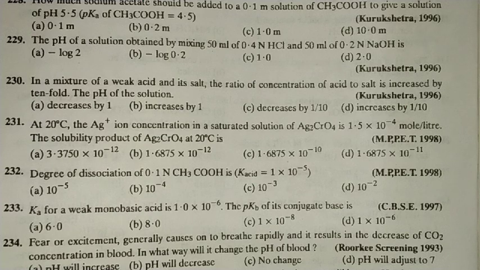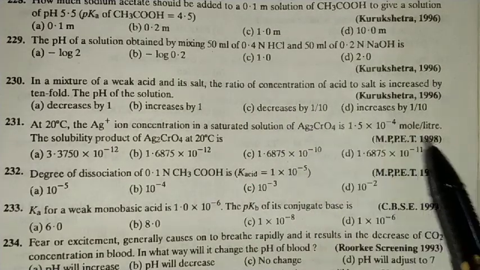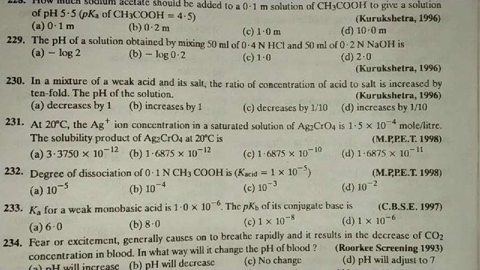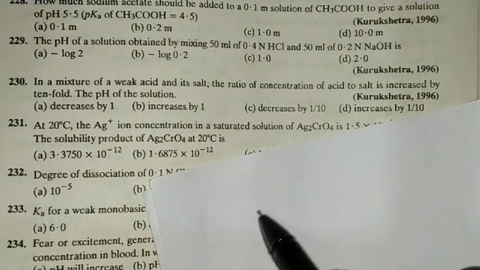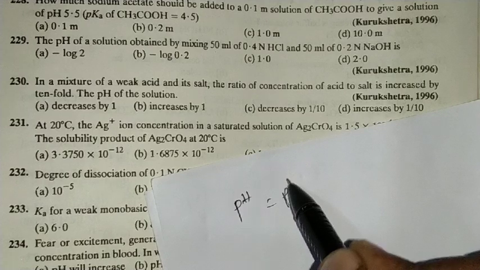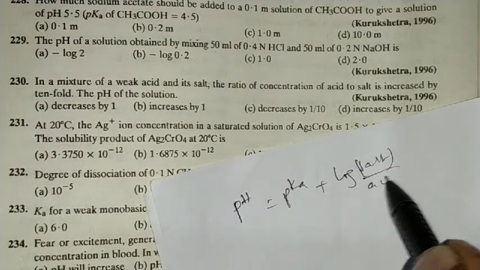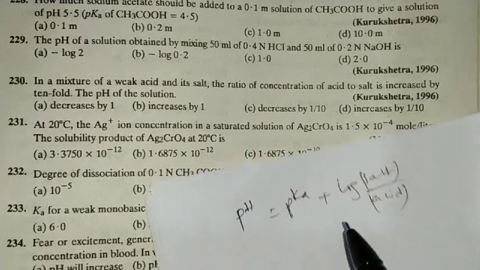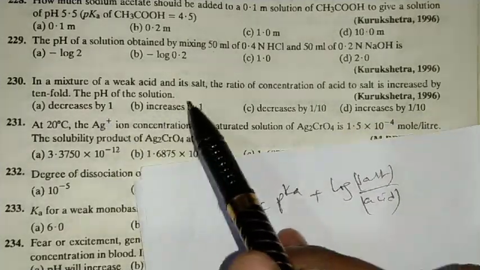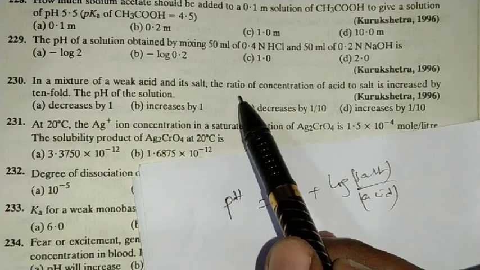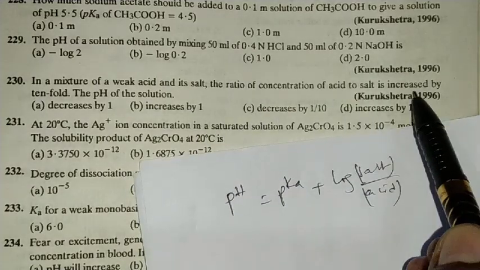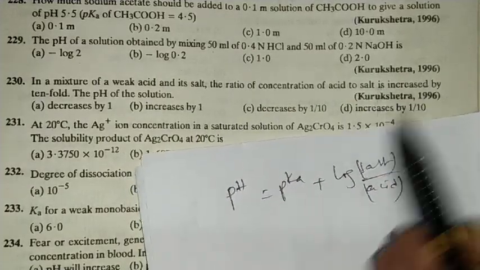In a mixture of weak acid and its salt, the ratio of concentration of acid to salt is increased by 10-fold. Okay, ratio of concentration of acid to salt. The pH of the solution is. So again, Henderson equation. You can take pH equal to pKa plus log salt concentration by acid concentration. Okay, so here one important point is the same mixture, the ratio of the concentration of acid to salt increased by 10-fold.